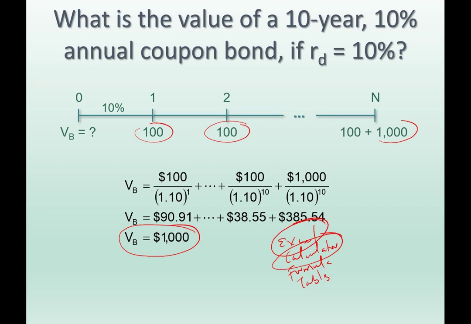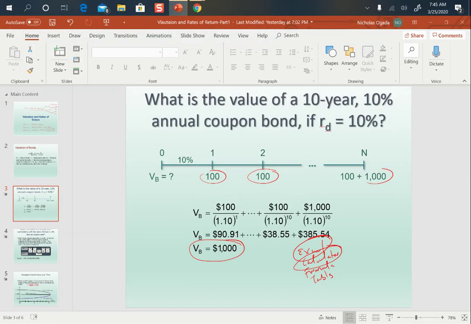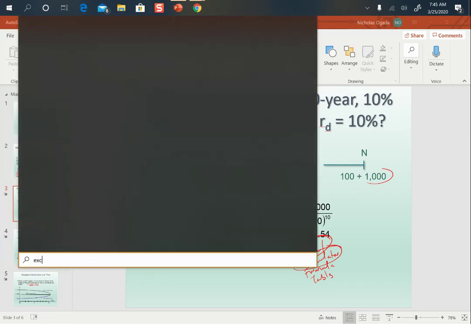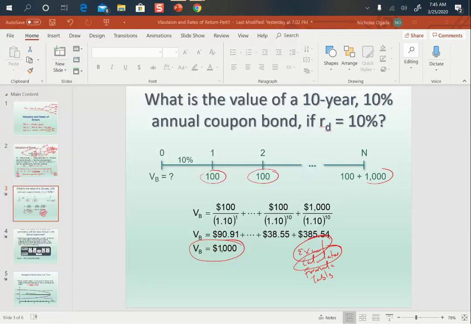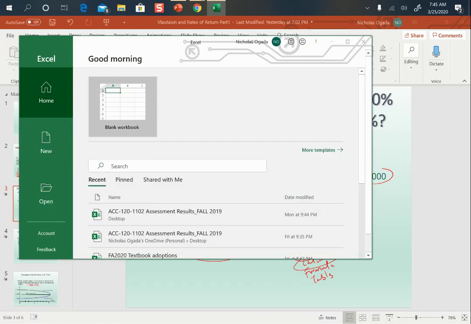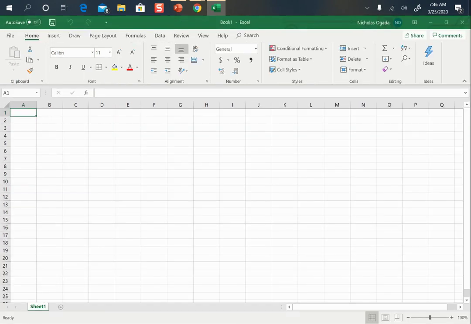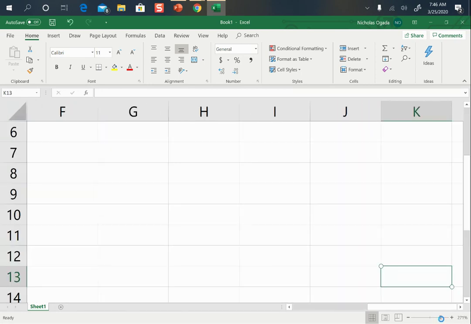So let me just show you how you can solve this by using Excel. Let me get you to Excel and just show you how we can determine the present value of this bond. And then later on, I'm going to make some changes so that we can see what happens if the market rate was different. Does it change the value of the bond? So I'll show you that later on when we get there. But let me just expand this so that you can see.